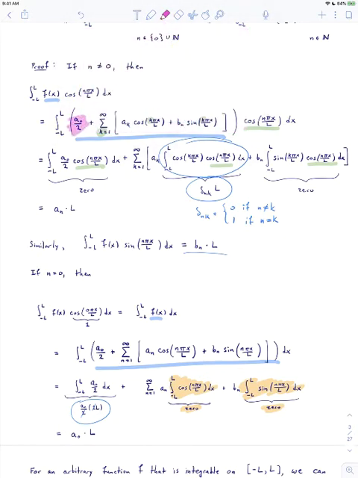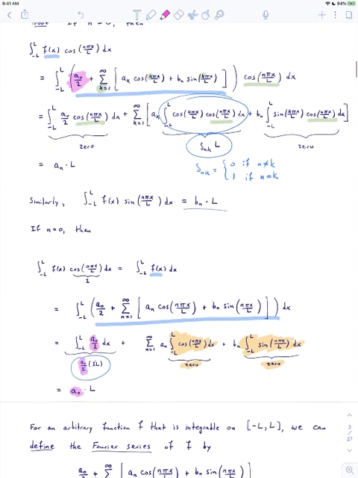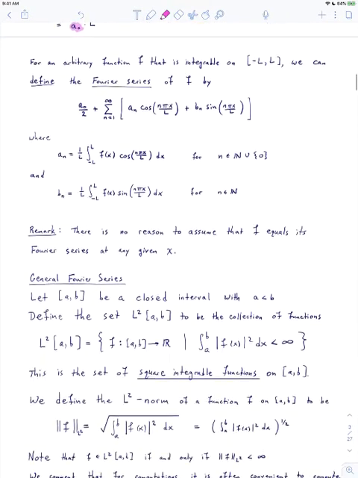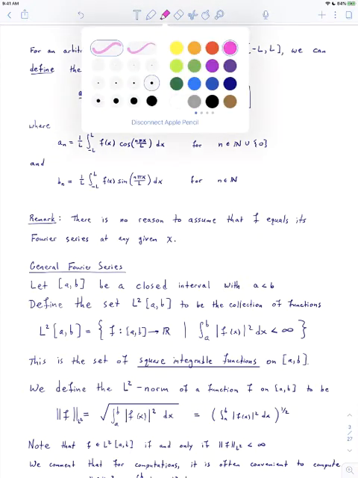That's why we have a0 over 2 there instead of just a0. It's to make these computations work. We want to have the same formula. For an arbitrary function f that is integrable on this interval from minus L to L, we can define the Fourier series of f using the same formulas.